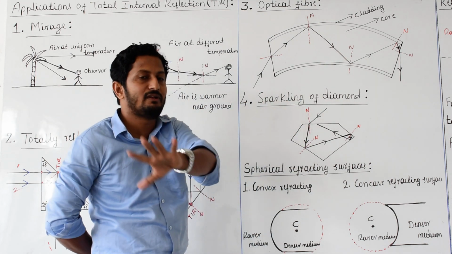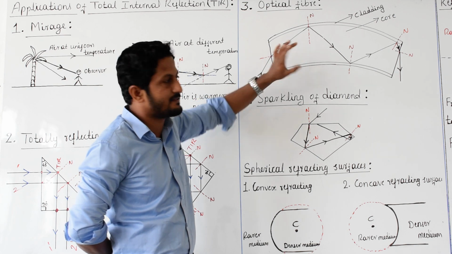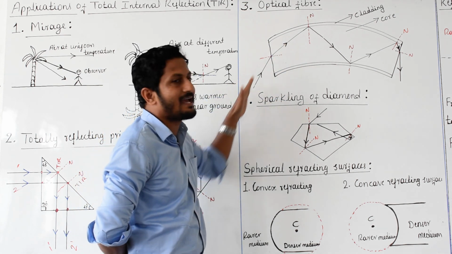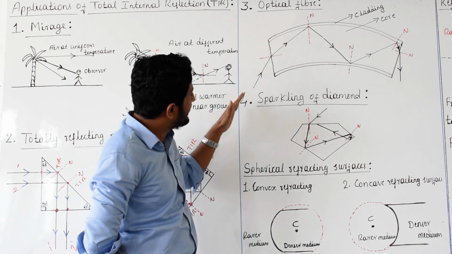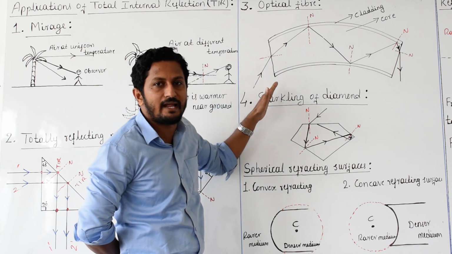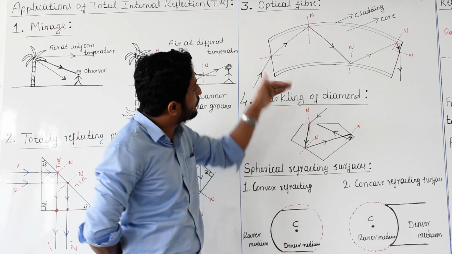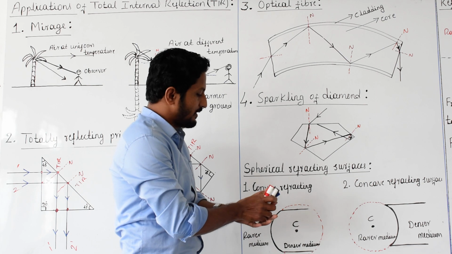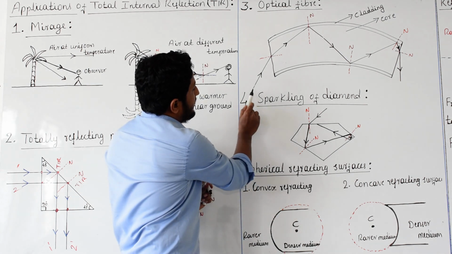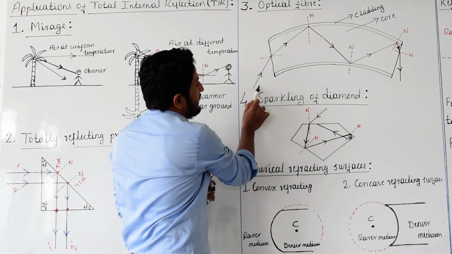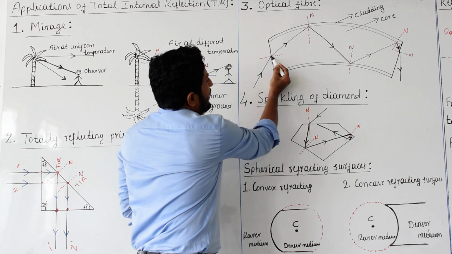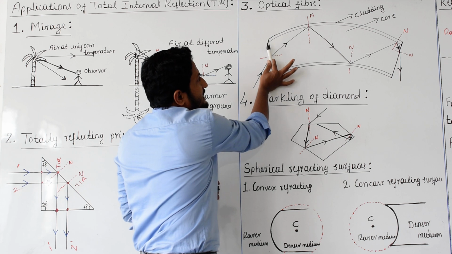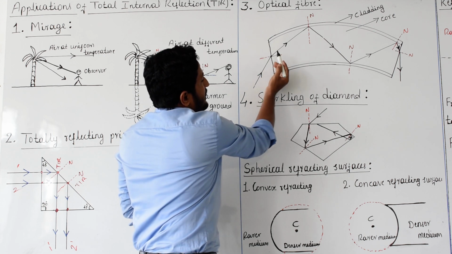Just have a look at this diagram. See, this light ray we are sending at one proper angle. By that angle, it is going to get a TIR there. That is the only arrangement. See now, look here. This light ray came like this. Here air is there. When it got incident, this is the interface. This line is the interface.